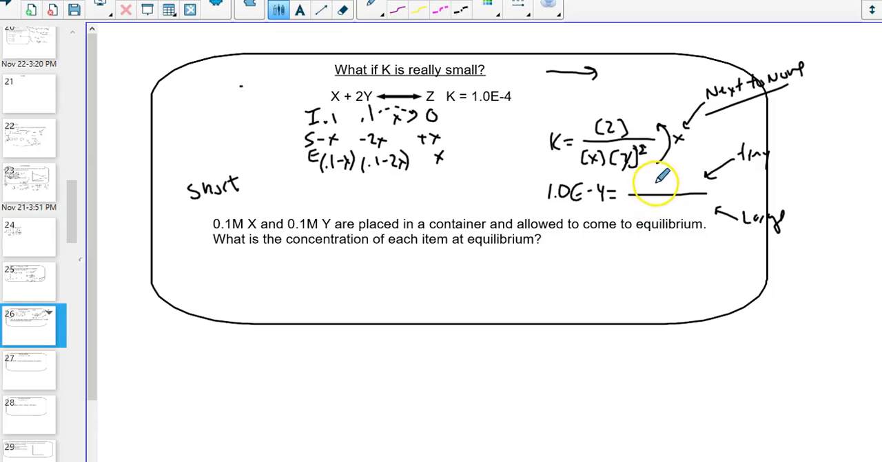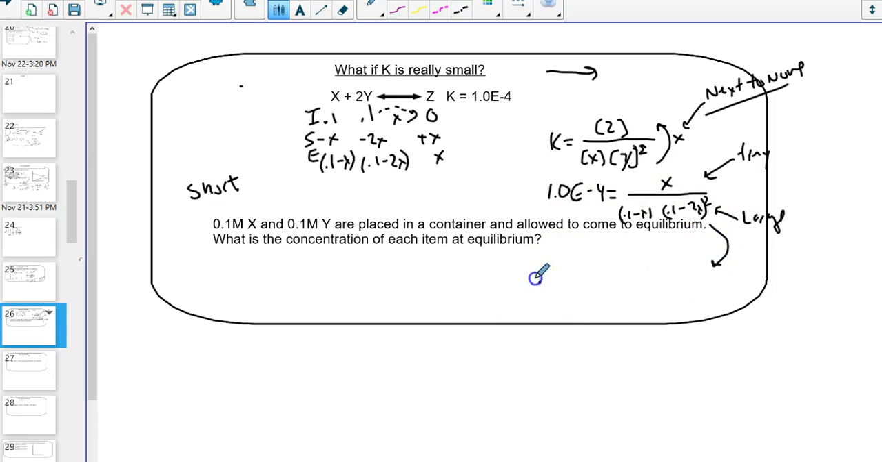So we got x here. I'd have 0.1 minus x, and I'd have 0.1 minus 2x, and then it would be squared. So I would have a cubic here. I'm not even going to be able to use a quadratic. I'd have a cubed item. So that one you could use a computer solver and your calculator to solve it out. Just plug it in and it would solve it out for you. But we do a little bit of a shortcut.